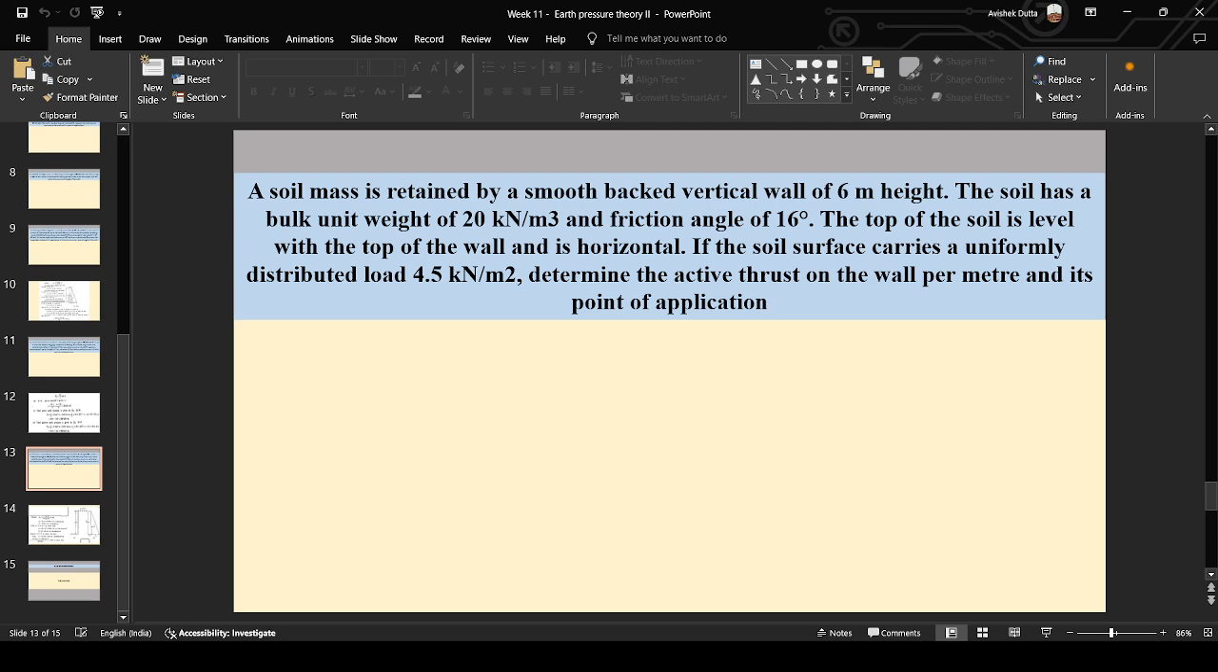I'll repeat the question once. A soil mass is retained by a smooth backed vertical wall of 6 meter height. The soil has a bulk unit weight of 20 kilonewton per meter cube and friction angle of 16 degree. The top of the soil is level with the top of the wall and is horizontal. If the soil surface carries a uniformly distributed load of 4.5 kilonewton per meter square, determine the active thrust on the wall per meter and its point of application.